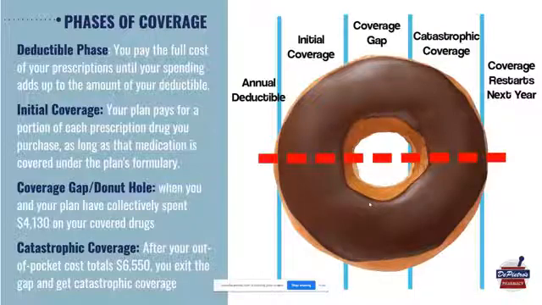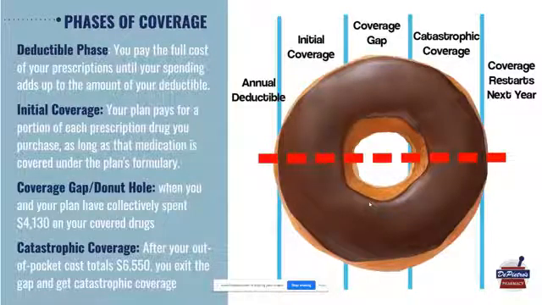However, once you and your insurance company spend a certain amount of money, you fall into a different phase called the coverage gap, where you're responsible for more out of pocket. And then you fall into the catastrophic coverage once you spend your way out of the coverage gap or the donut hole. And then in this phase, your insurance company bears the brunt of the cost.